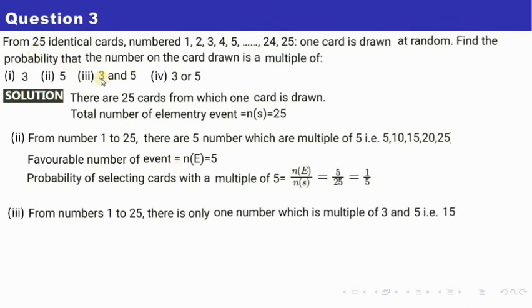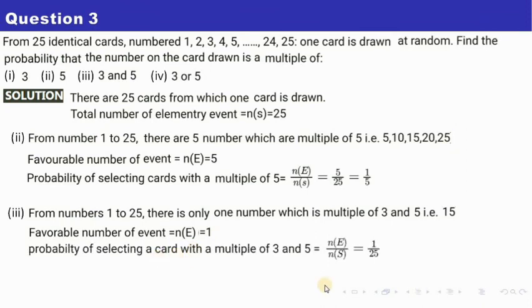Okay, let me take 3 for you. The question says you have to get a multiple of 3 and 5. Please remember there's the word 'and'. From 1 to 25 there is only one number which is a multiple of 3 and 5, that is 3 into 5, which is 15. So 15 is the only number which is a multiple of 3 and 5 between 1 and 25. So the favorable number of outcomes is 1, and my answer will be NE by NS, that is 1 by 25. You may pause the video to note down.